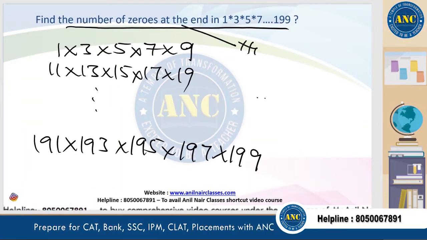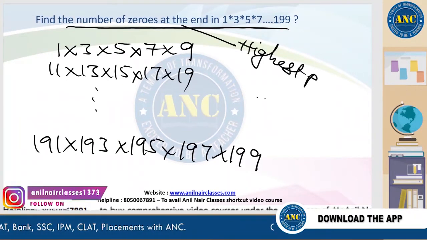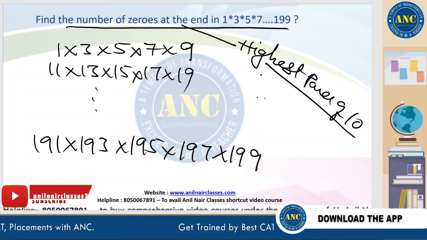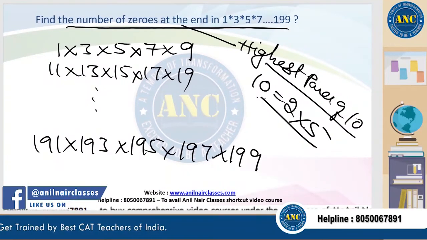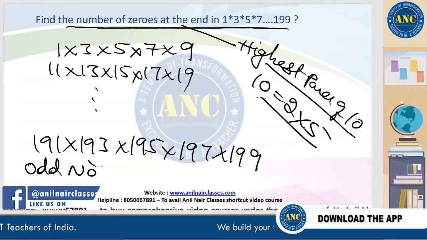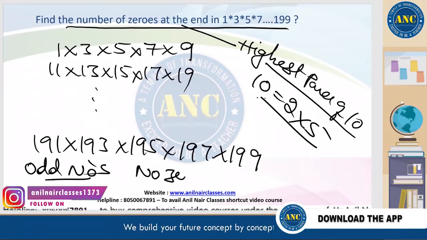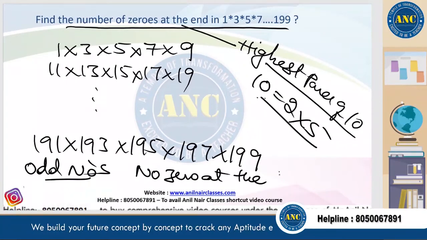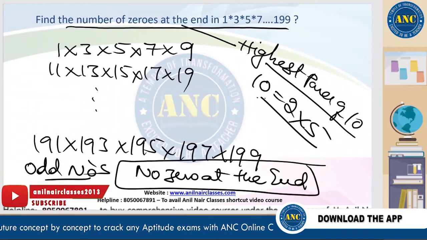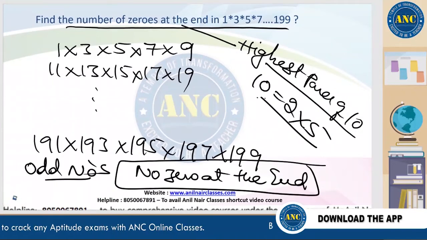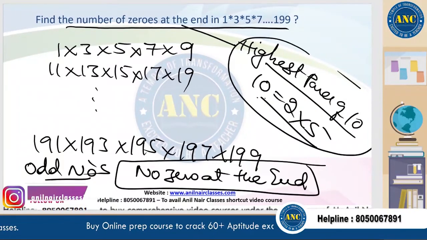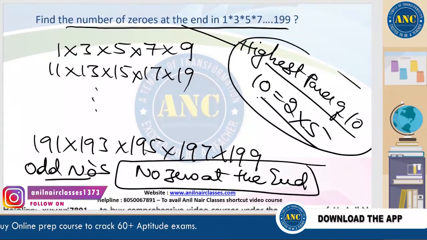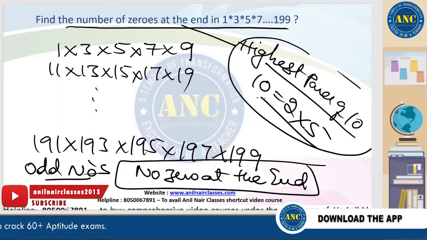Number of zeros at the end is nothing but the highest power of 10. 10 is nothing but 2 and 5. 2 should be there, 5 should be there. All are odd numbers. So the answer is no 0 at the end. I hope the idea is clear. To get the highest power of 10, you should get 2 and 5. There is no 2 in the question. 1, 3, 5, 7, 9, 11, 13, 15, 17, 19. No 0 at the end. Clear, right? Next one.